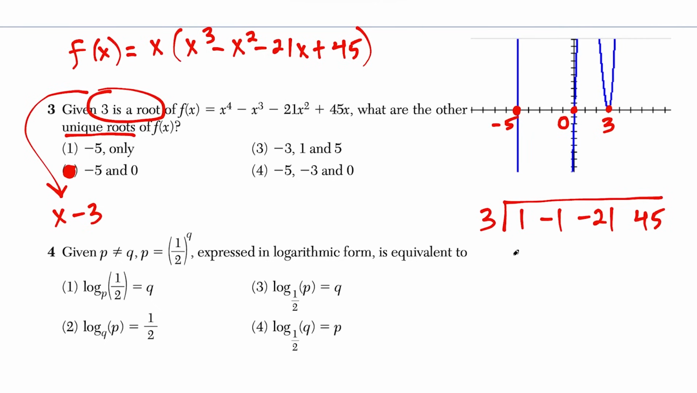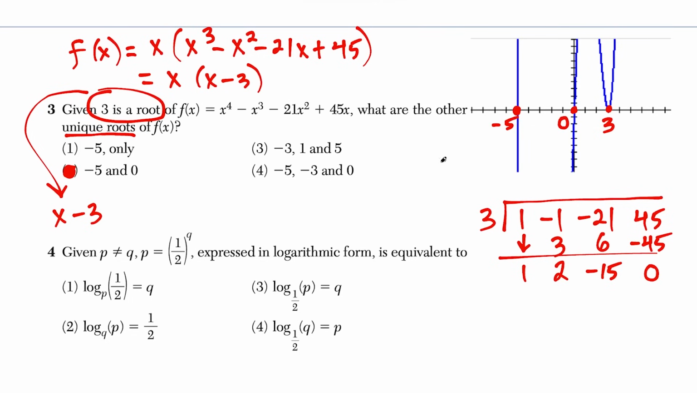We could begin the process. So we're going to bring down the first value, 1, and 3 times 1 is 3, and then negative 1 plus 3 is 2. Then 3 times 2 is 6, negative 21 plus 6 is negative 15, and then 3 times negative 15 is negative 45, and we have no remainder here. And what this means is that if we divide this polynomial by x minus 3, the leftovers are given by what we have here. So we have 1x squared, plus 2x, and then minus 15.